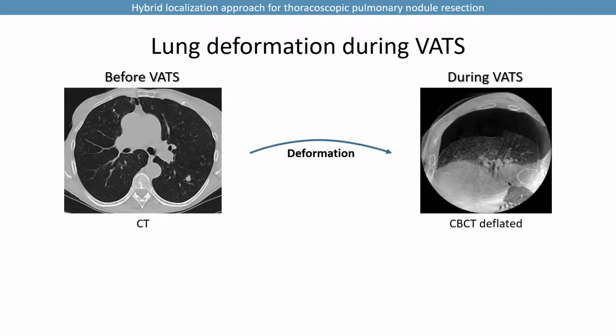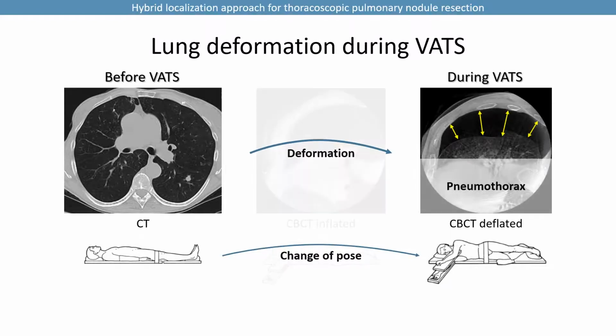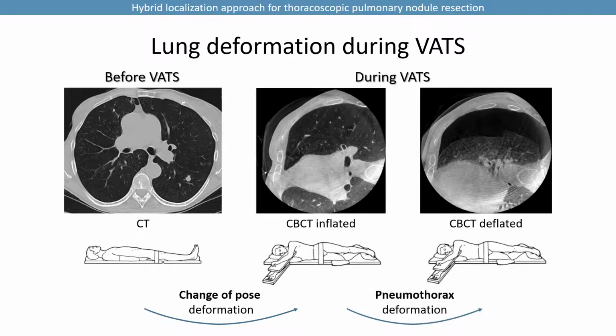There are two main sources of lung deformation during VATS: a change of patient position and a pneumothorax. For this reason, we introduced an additional CBCT image, and we proposed to compensate lung deformation in two phases, one for the change of pose and one for the pneumothorax.